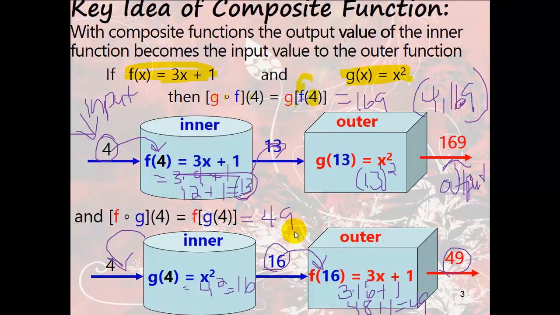My original input was 4. My final output is 49. Okay? So you notice that I have this inner and this outer. You see how when we write it in the nested version, f is on the inside of the bracket, that's your inner, and then the one on the outside of the bracket, that's your outer. Okay?